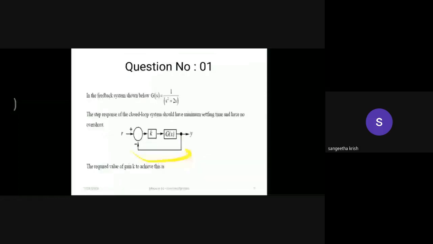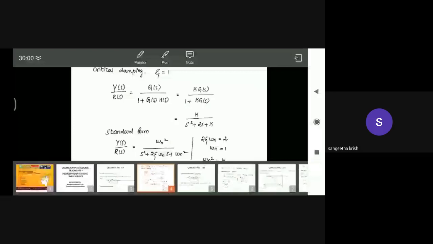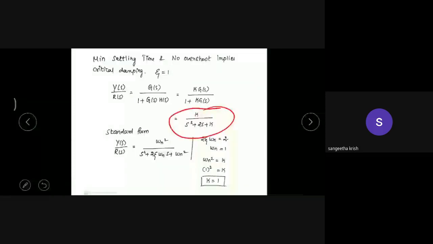Since they gave a second order system, the closed loop transfer function is G(s) divided by 1 plus G(s) into H(s). G(s) is mentioned in the problem, and H(s) is a unity feedback gain, as you can see here. So we can take H(s) equal to 1 and G(s) equal to K divided by s square plus 2s. Now substitute in the closed loop transfer function formula and obtain Y(s) by R(s). Here I am getting Y(s) by R(s) as K divided by s square plus 2s plus K.